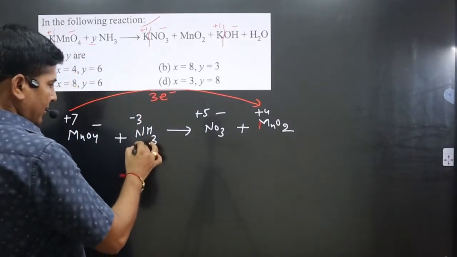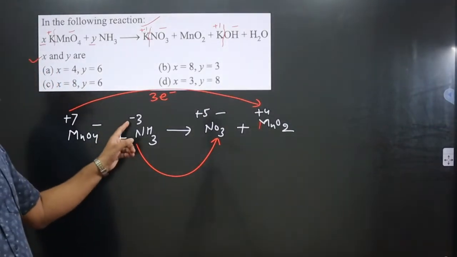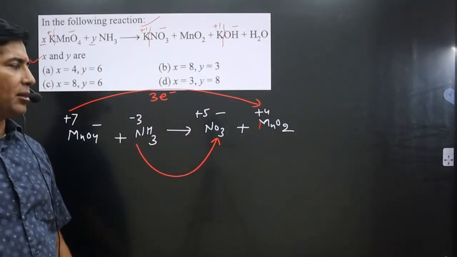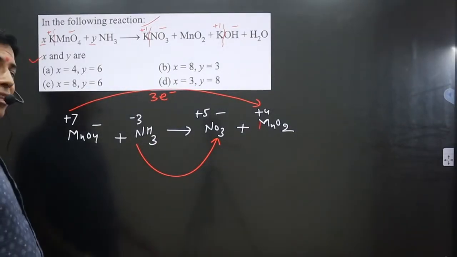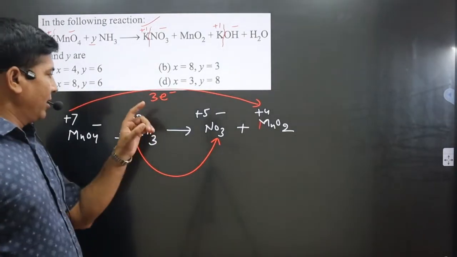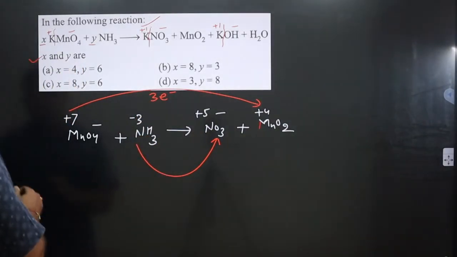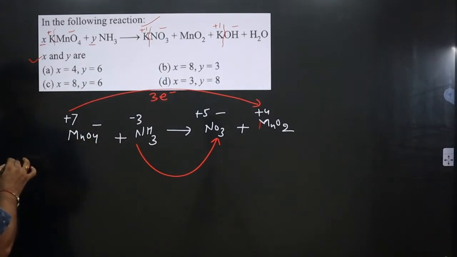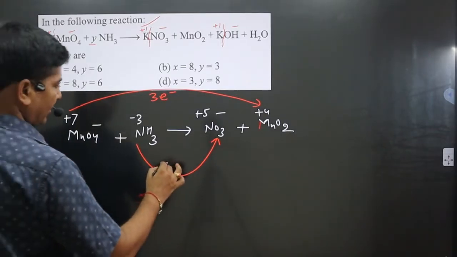Okay. In the second equation, you can see -3 to +5. In case of nitrogen, -3 to +5, increase in oxidation number, and increase in oxidation number is what? Oxidation. Now find the difference in oxidation number. You can see we always subtract small value from the large value. Okay, so you can see -3 and +5 is there. So you have to write 5 minus -3, and it will give us 5 plus 3, and is equal to 8. So here we are getting 8 electrons.